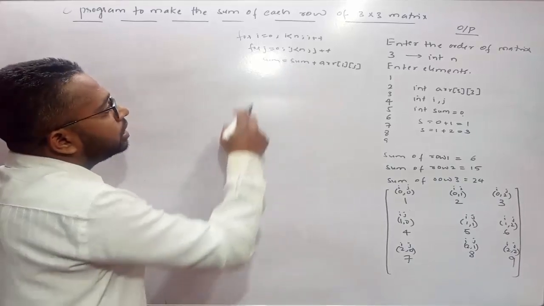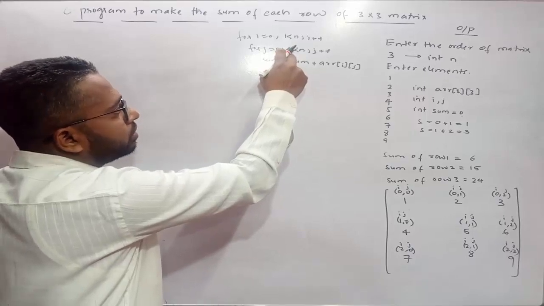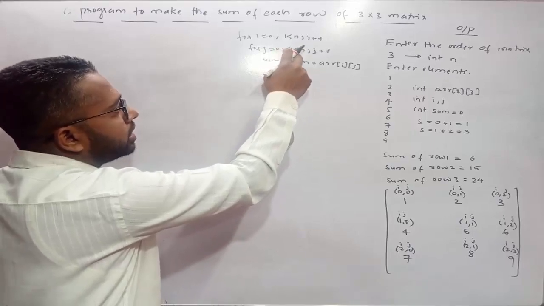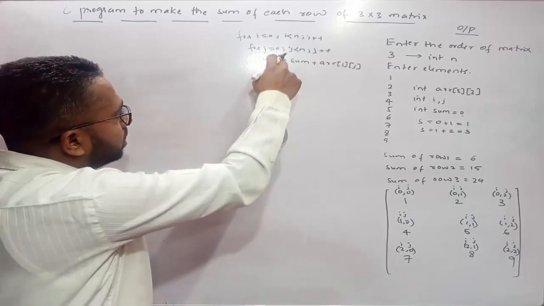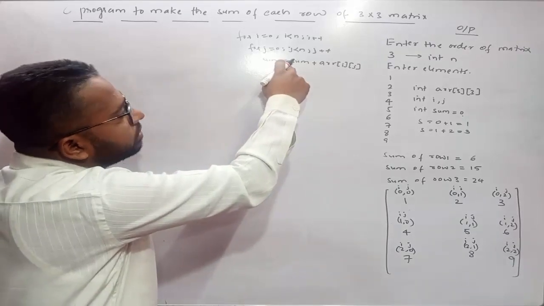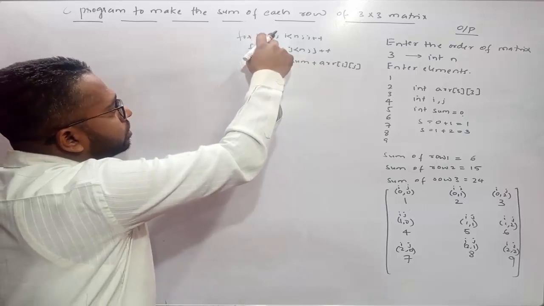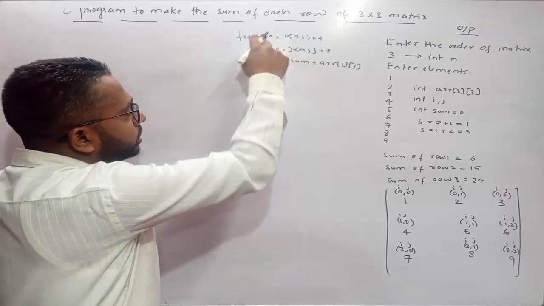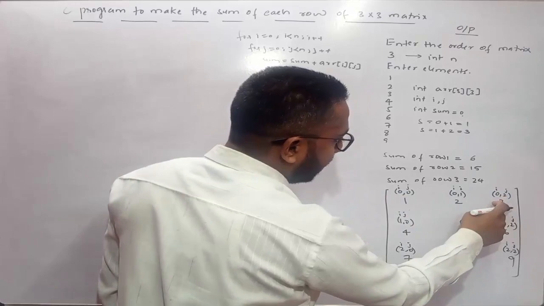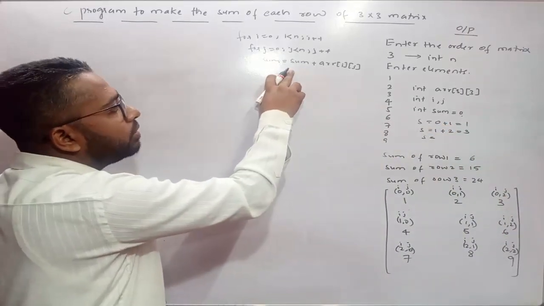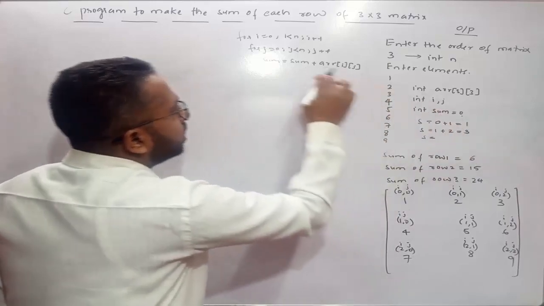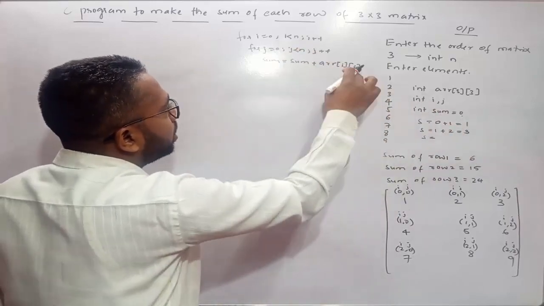Next, again j gets incremented by 1. Now j becomes 2. So for the value of j equals 2, the condition gets checked. 2 is less than 3. Yes, the condition becomes true. That's why control will come inside this inner for loop. So for the value of i equals 0, now j becomes 2, 0 comma 2. That means this item gets accessed and now this expression gets evaluated. Sum was 3. 3 plus array of 0 comma 2.